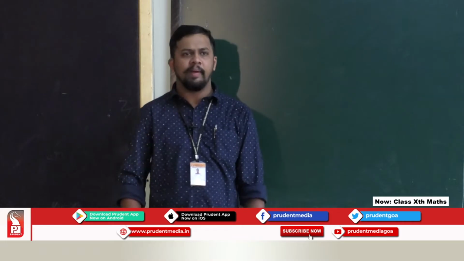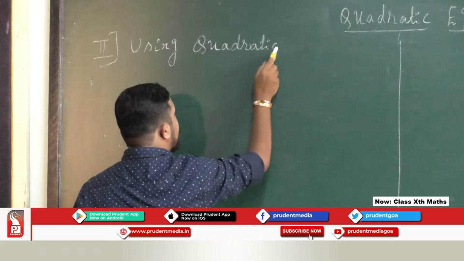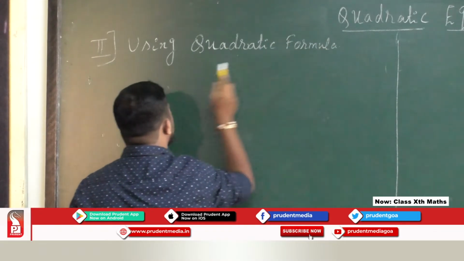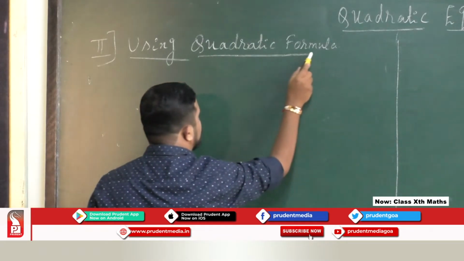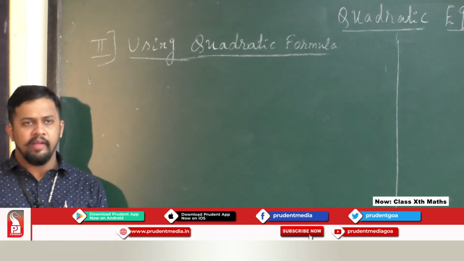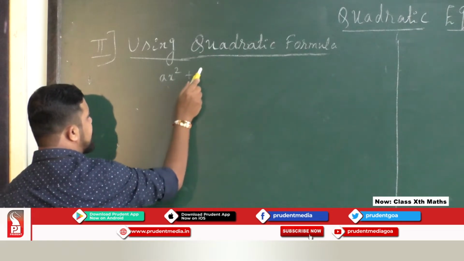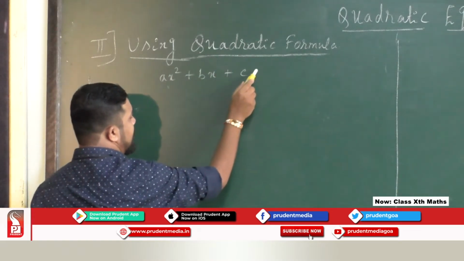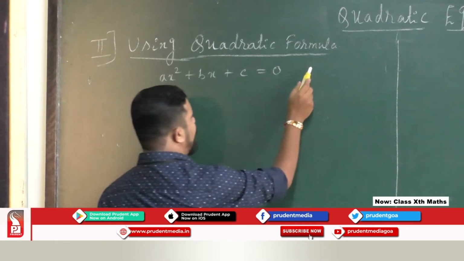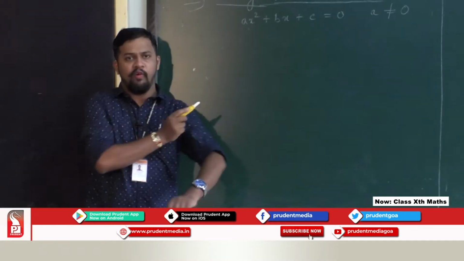Today we are learning the second method, that is using the quadratic formula. Again let me write my general form, ax square plus bx plus c equal to 0, where a, b, c are real numbers, a not equal to 0. This is a very important condition. Now, what is the quadratic formula?